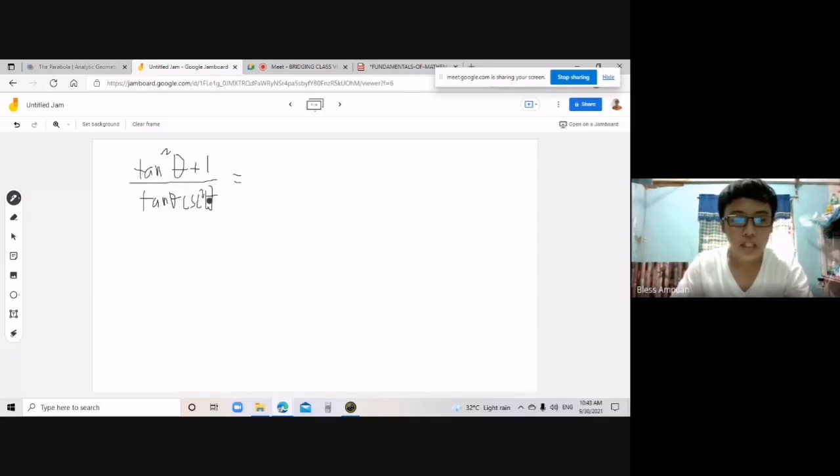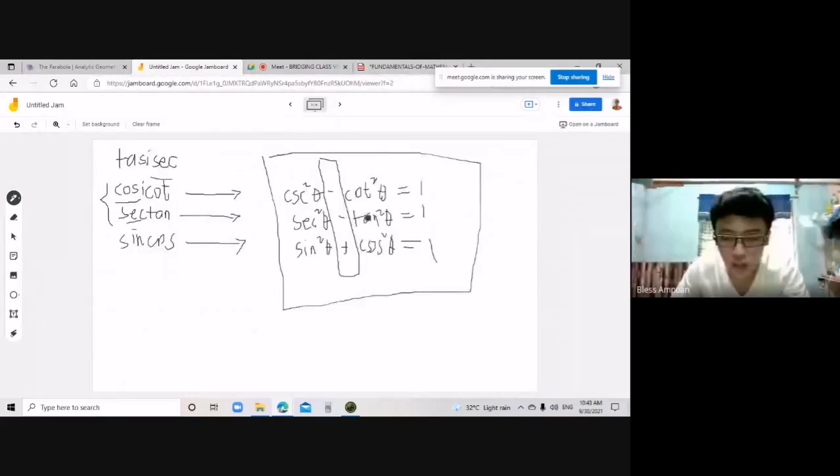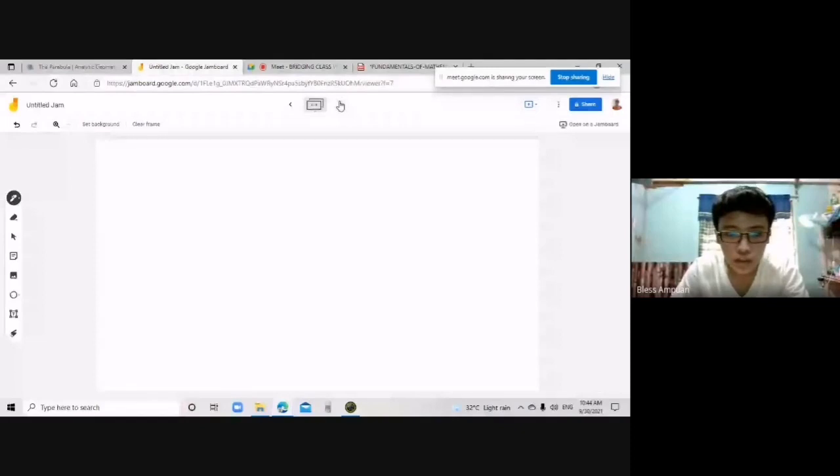Now, let's try to find some identities that we can use. Let's try the tangent squared theta plus 1. Let's see if there is an identity for it. Okay, this is the secant identity, our mnemonic. Secant squared theta minus tangent squared theta equals 1. If we transpose tangent squared theta to the right side, we could say that 1 plus tangent squared theta is equal to secant squared theta. So tangent squared theta plus 1 is equal to secant squared theta.